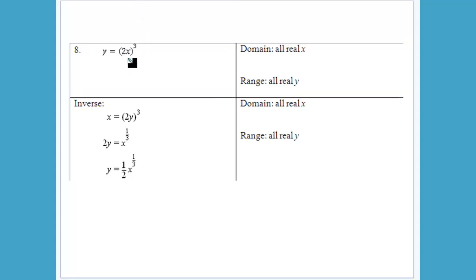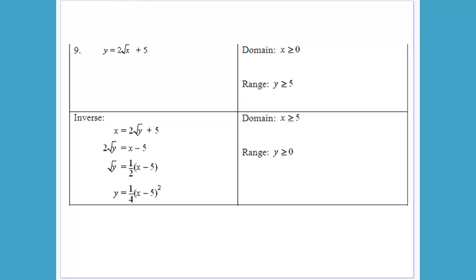This one's a little bit different. The cubic, domain all real x, range all real y. So we swap the domains and ranges over, and that would be okay. That would give us a half x to the power of a third, or a half of the cube root of x. So again, just be careful with all your algebra. 2 lots of the square root of x plus 5.